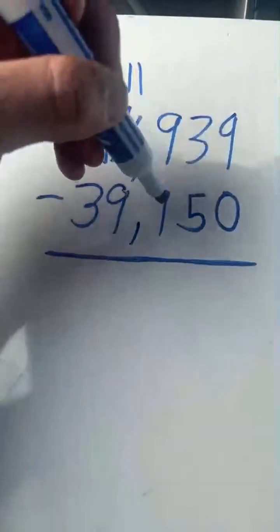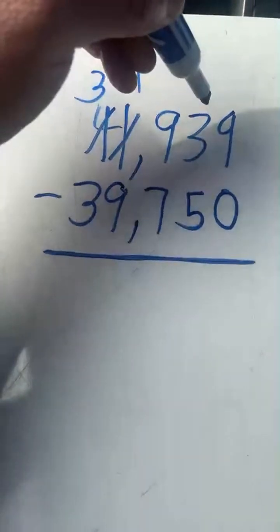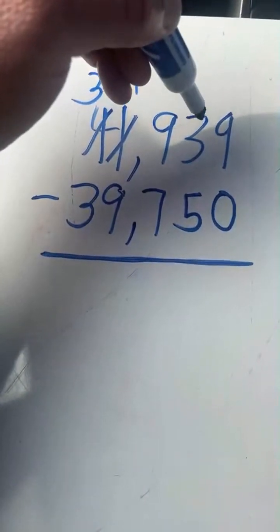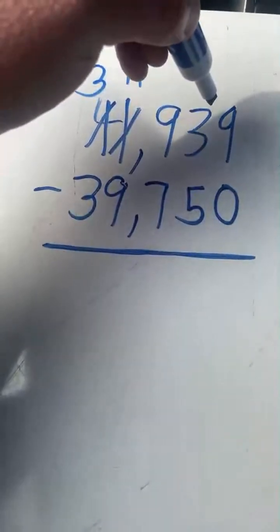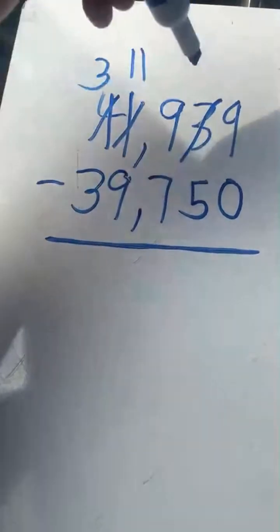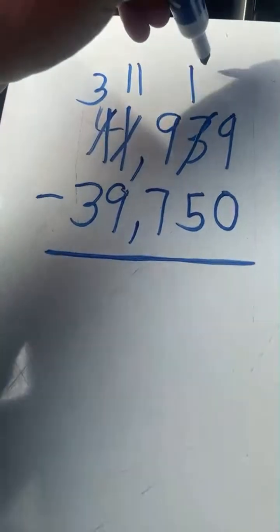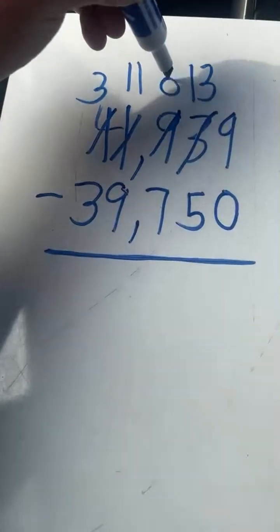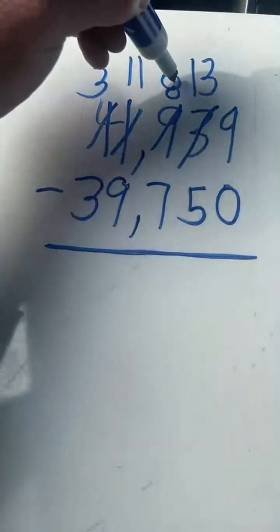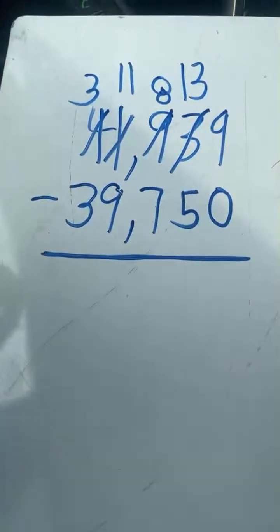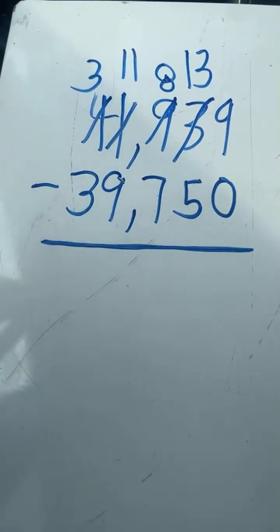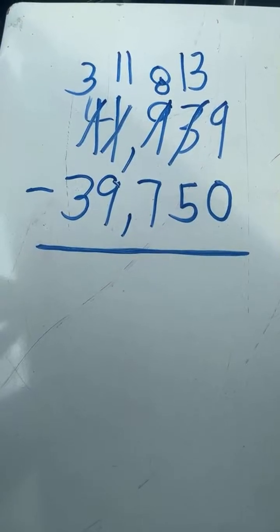9 minus 7, that's fine. We don't need to regroup there. In the tens place, you can't start out with 3 and take away 5, so there we do need to regroup. So the 3 is going to become a 13. The 9 is going to become an 8. Because again, we regroup by adding 10 and taking away 1. So now in the ones place, 9 is bigger than 0.